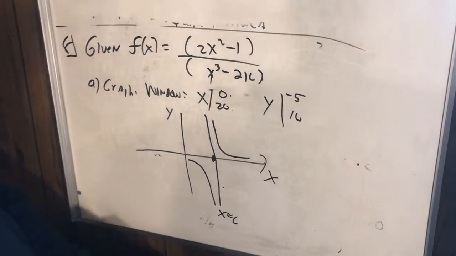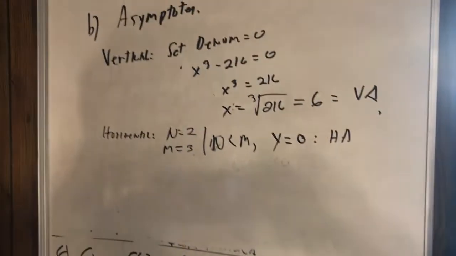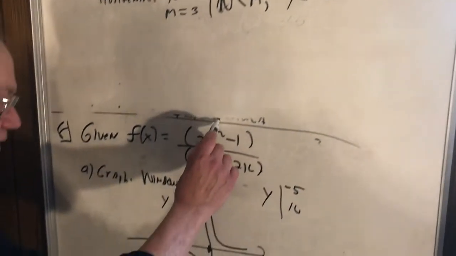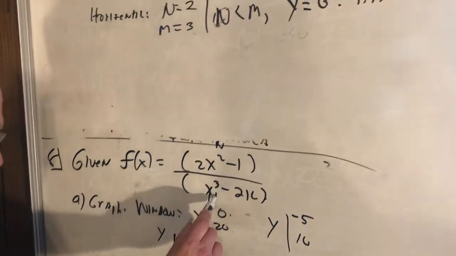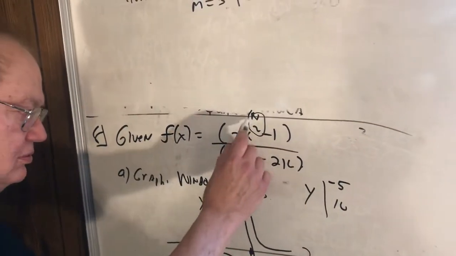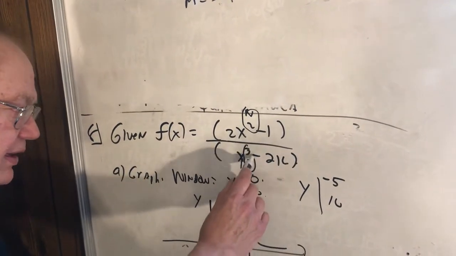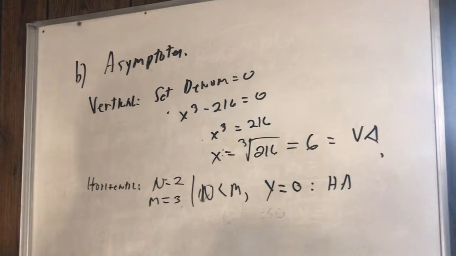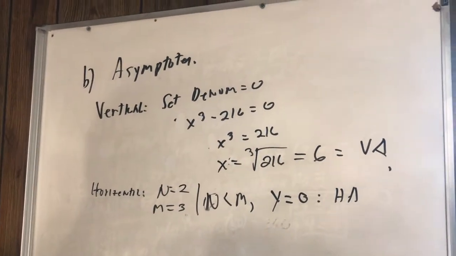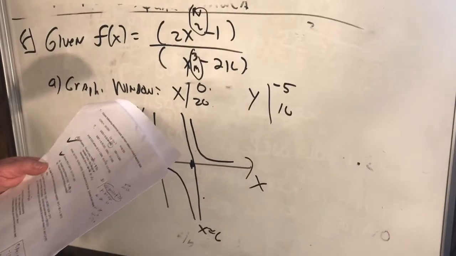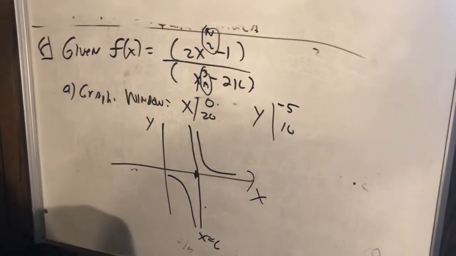And what about the y asymptote, the horizontal asymptote? Well, you look at the powers. This is n over here, remember, the first term. n is 2, and m is 3. So n is less than m. If you look at the table that I gave you, that means your horizontal asymptote is at y equals 0. And that is the end of that problem.